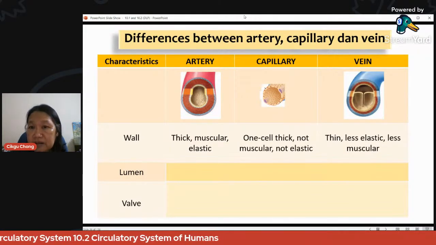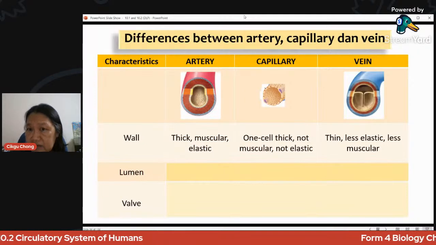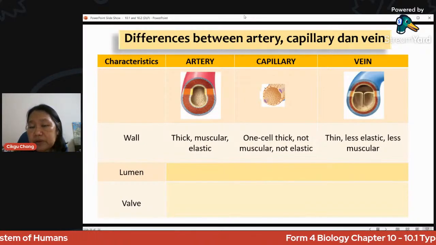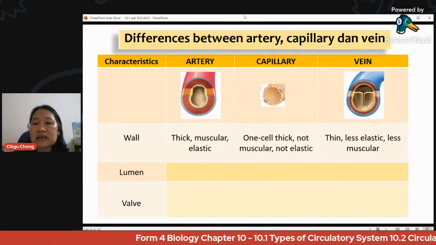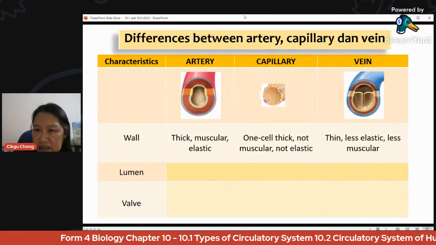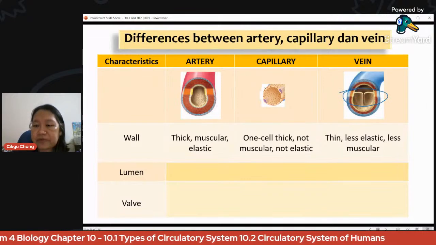Okay, for the vein, the layer is thin. There is a muscular wall, but it's thin and less elastic, and it is not so muscular. You can see there's a valve here. This is a valve.